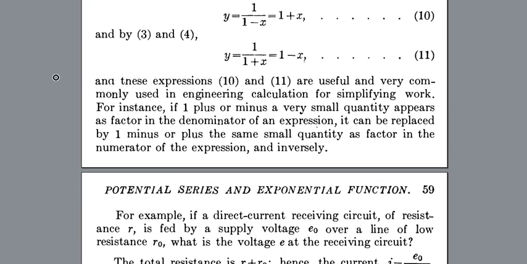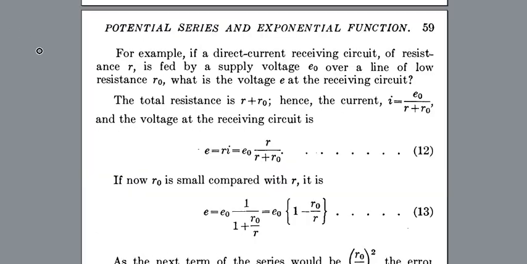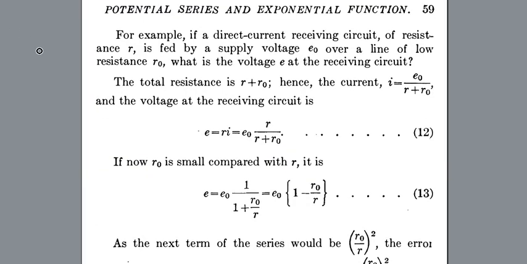For instance, if 1 plus or minus a very small quantity appears as a factor in the denominator of an expression, it can be replaced by 1 minus or plus the same small quantity as a factor in the numerator of the expression, and inversely. For example, if a direct current receiving circuit of resistance R is fed by a supply voltage E sub 0 over a line of low resistance R sub 0, what is the voltage E at the receiving circuit?